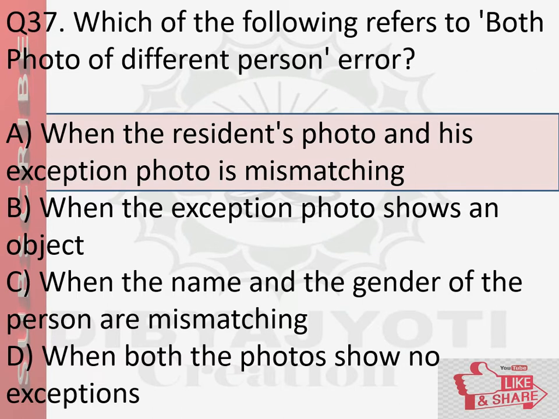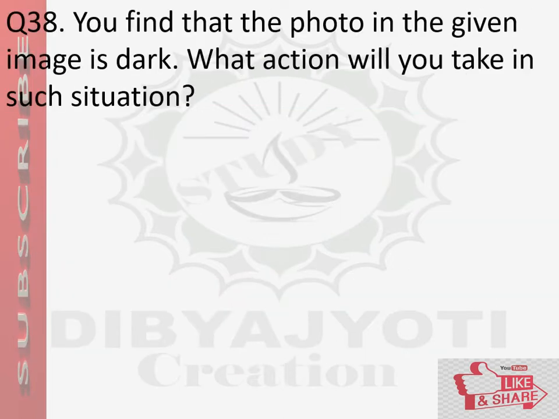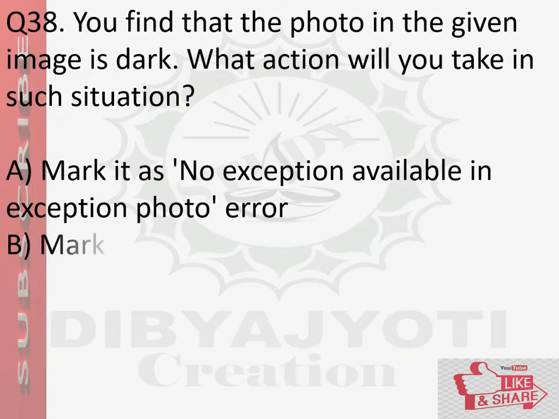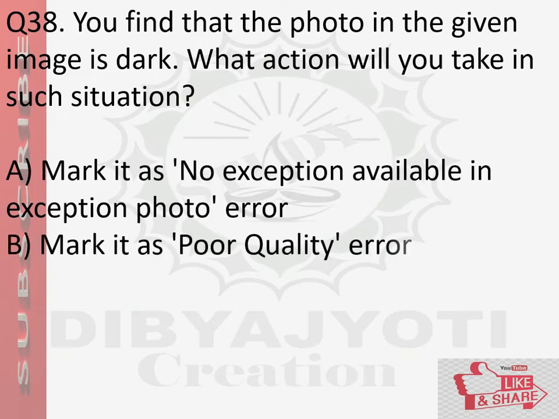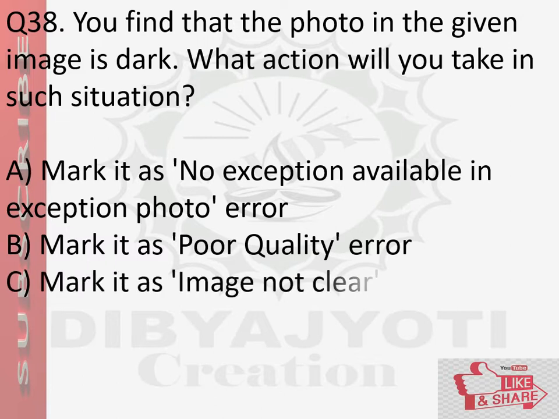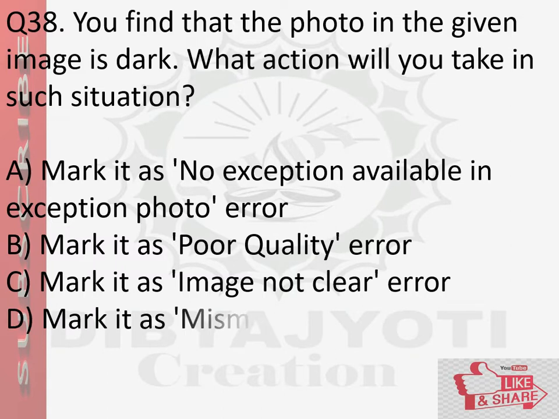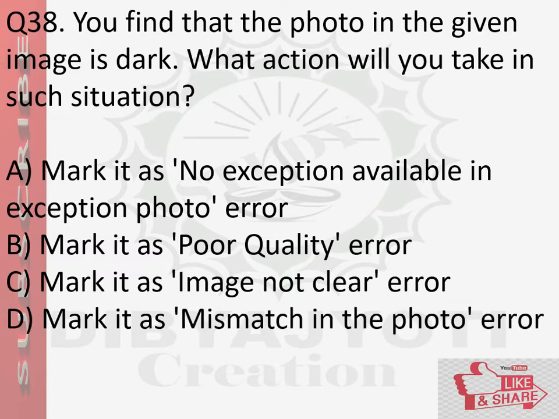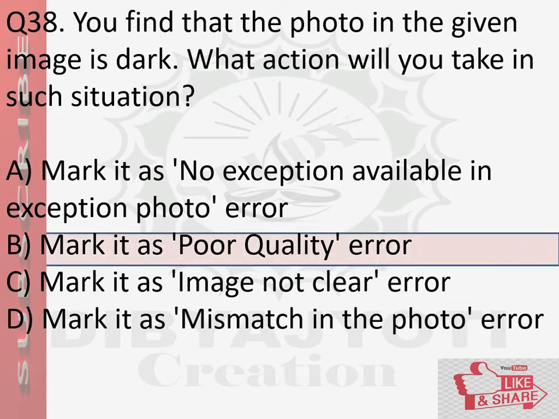And answer is option A, when the resident's photo and his exception photo is mismatching. Then next, you find that the photo in the given image is dark. What action will you take in such situation? Options are: option A, mark it as no exception available in exception photo error. Option B, mark it as poor quality error. Option C, mark it as image not clear error. Option D, mark it as mismatching in the photo error. And answer is mark it as poor quality error.